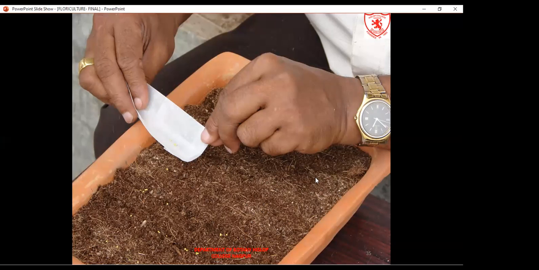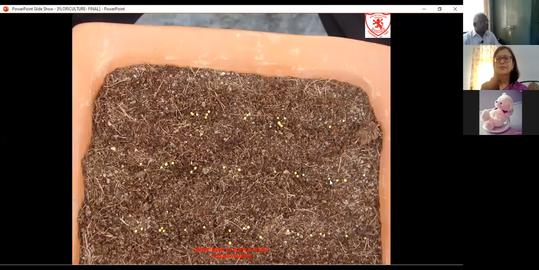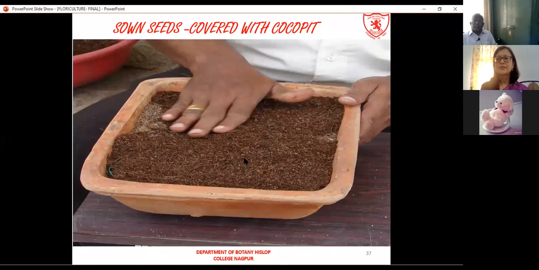After the seeds are put, they are covered up with another layer of cocoa peat. This is just because these seeds are very very small. They should not be eaten up by insects. They should not be eaten up by squirrels, or even blown away by air. So we pack down cocoa peat to protect these seeds.